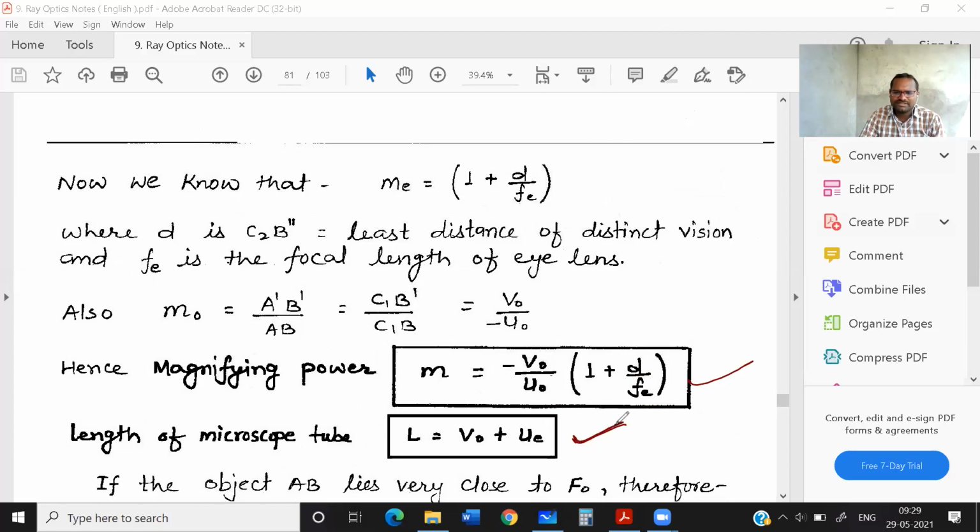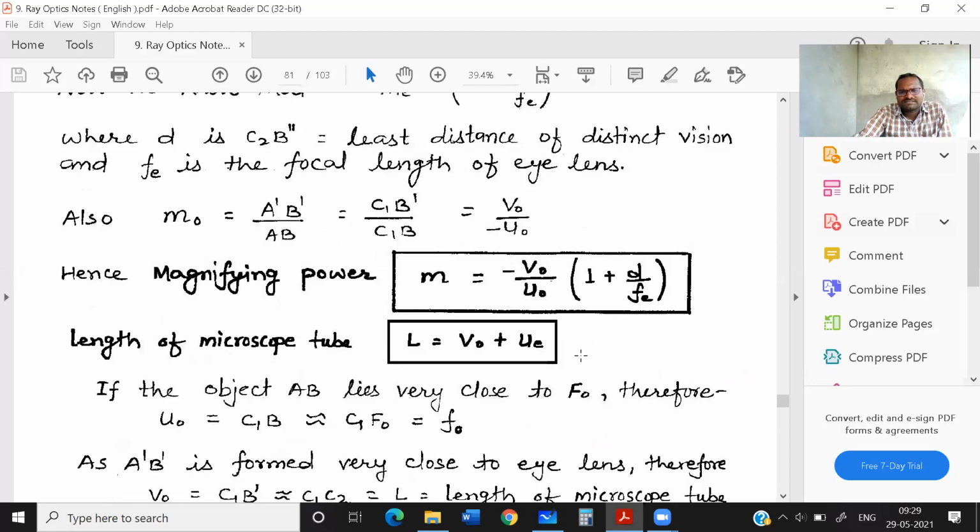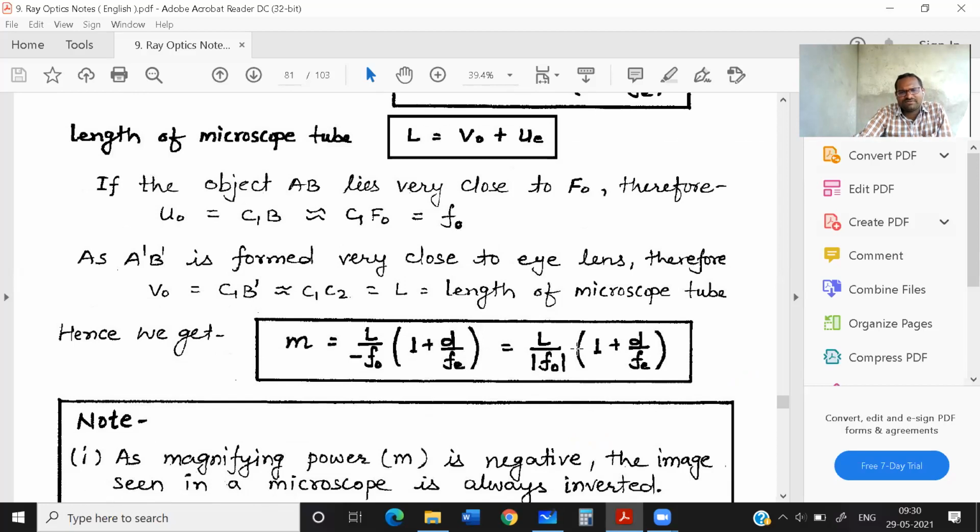These all things I have already explained in detail when I was discussing this chapter. If you are still having doubts on this, you message me. I will explain in the next class. Okay, just read these formulas, enough for you. Okay, students, this is about the compound microscope formula. Remember that formula.